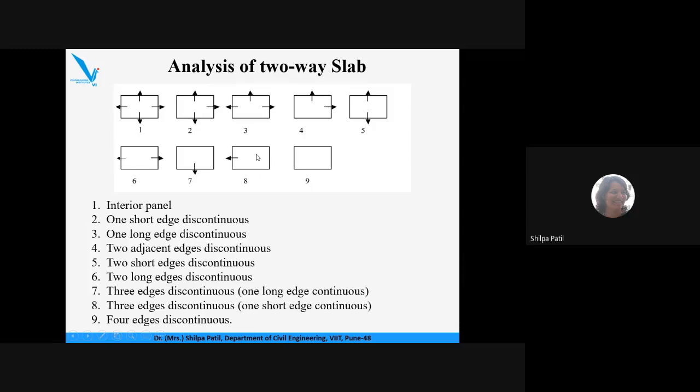Eighth case is opposite to case number 2. That is, three edges are discontinuous and one short edge is continuous. And the ninth case is where all four edges are discontinuous. It means there is no slab beside this particular panel, or maybe the adjacent slabs are one-way slabs, and hence the steel reinforcement from this particular slab may not be continued in the adjacent slabs. Okay, is it clear to everybody, all these 9 cases?